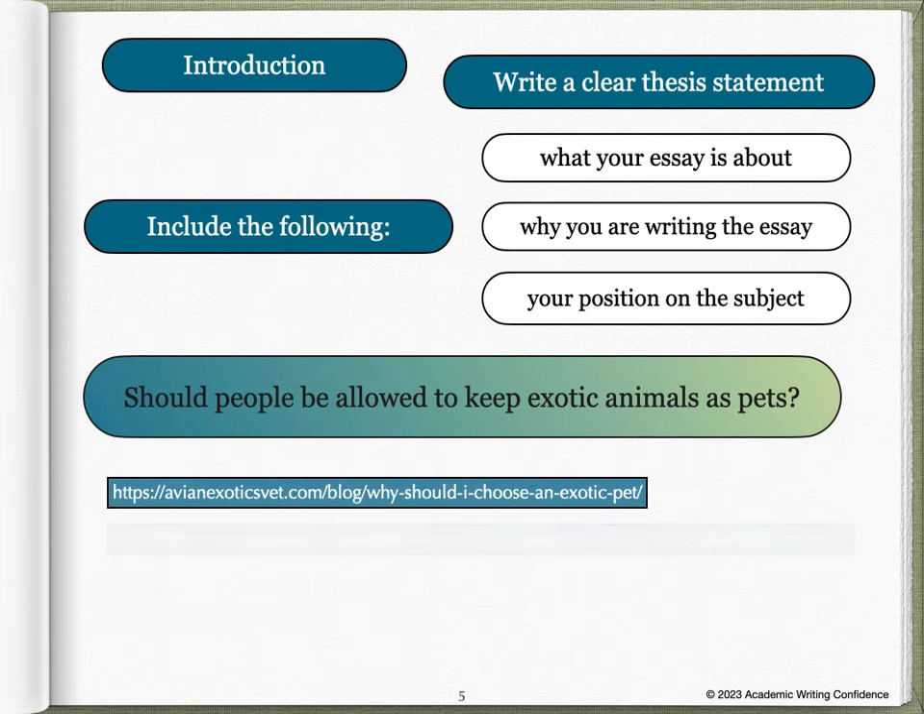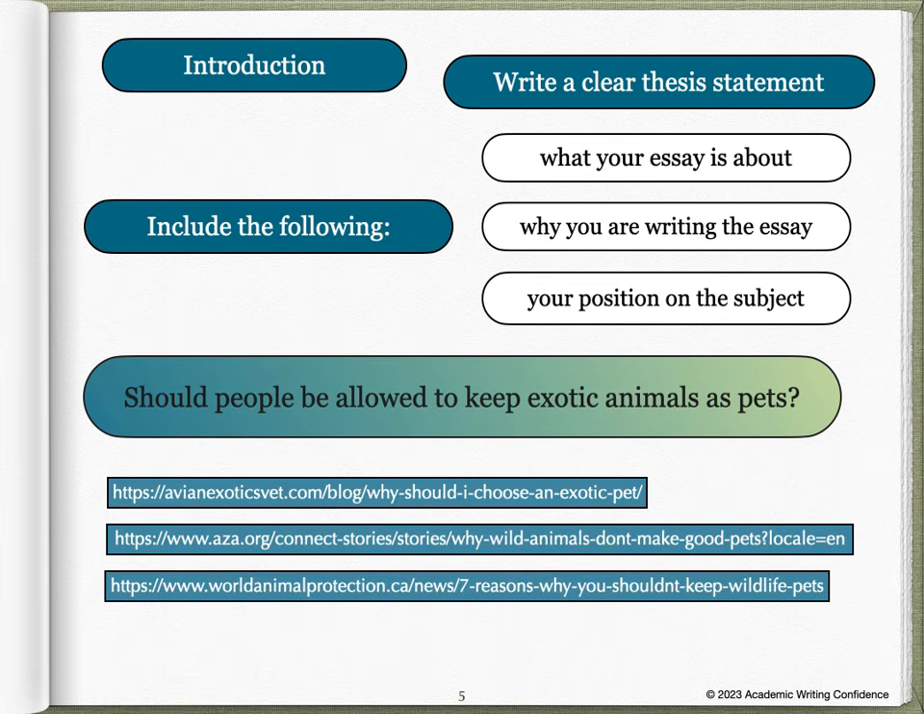After doing some research, you may have found these 3 websites that have information about keeping exotic animals as pets. 2 of them are about why you should not keep exotic animals as pets. One of them is why you should choose an exotic animal as a pet. This will give you information about both sides of this topic.